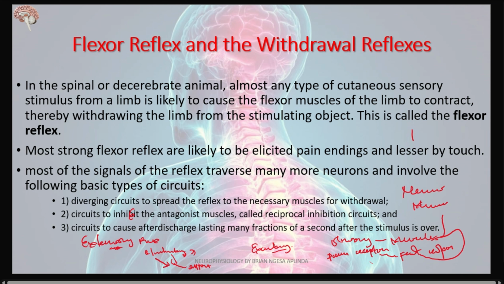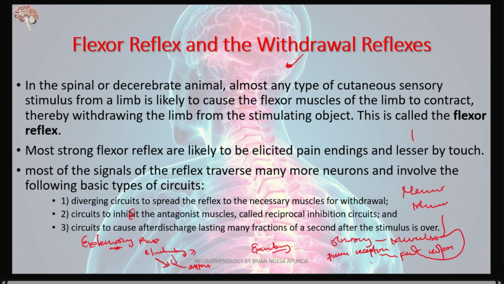So touch, we are not likely to have a strong response unless there are many other factors like some form of disgust. Most of these signals of the reflex traverse many neurons and involve the following basic types of circuit: diverging circuits to spread the reflex to the necessary muscles for withdrawal. That is making sense because sometimes you are not just withdrawing one muscle, a group of muscles need to be involved. This makes more sense because the point of neuronal sensation was just a small point.